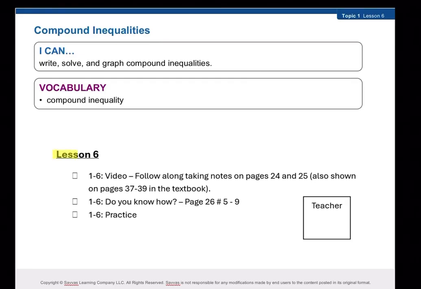All right, lesson 6. This is our last lesson of the unit. So if you're watching this, you should be following along, taking notes on pages 24 and 25 of your workbook. Today we're gonna write, solve, and graph compound inequalities. Maybe if you don't remember what a compound inequality is, you can look at the word wall, or you can look back in our lesson 1 vocab slides.